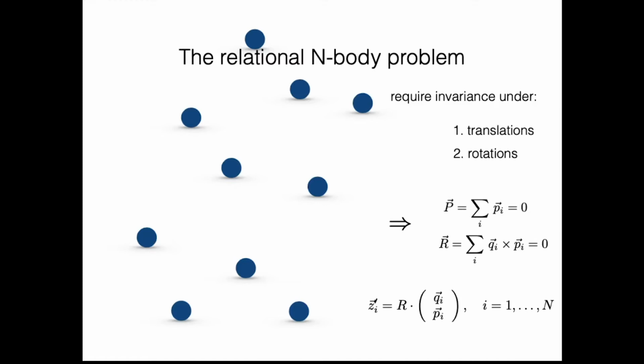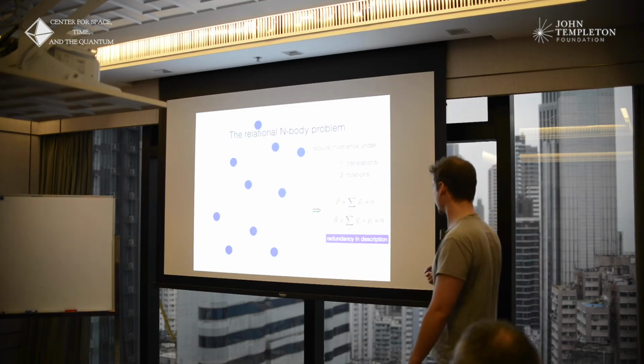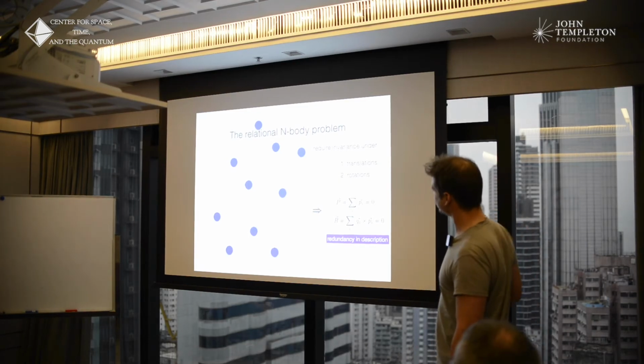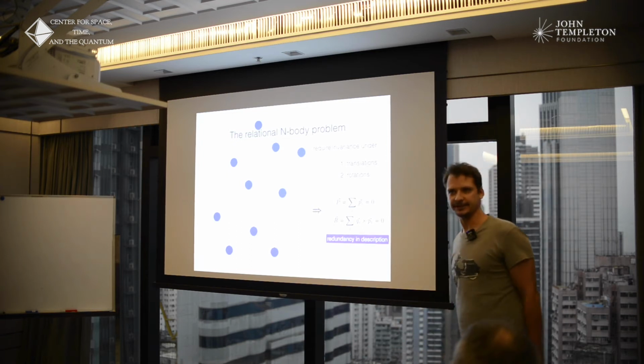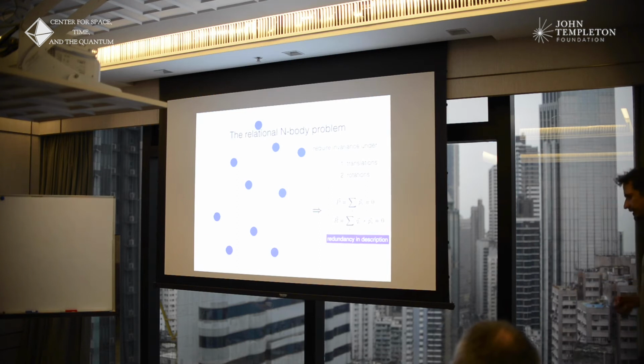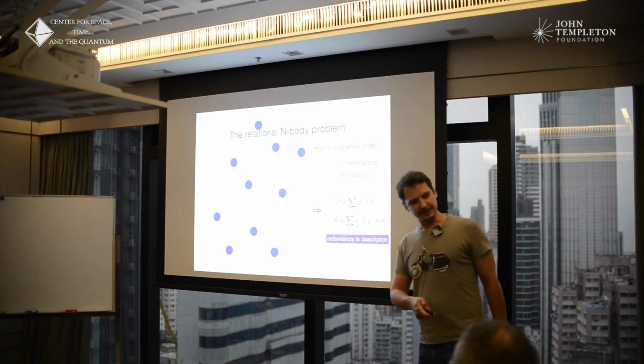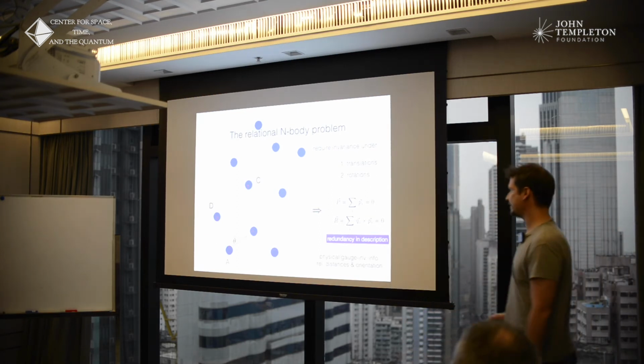Now, this already tells you that we will get a redundancy in the description. That's of course related to the symmetries here. There's redundancy because these relations have to be satisfied. That means these phase space degrees of freedom satisfy algebraic relations, so they're not all independent. Now, the question is, what is the physical information here, the gauge invariant information?